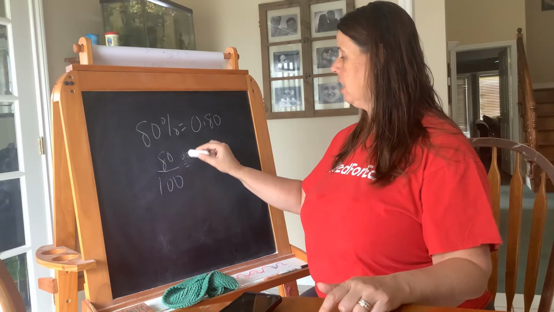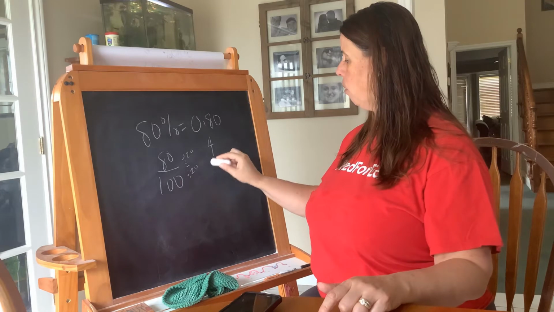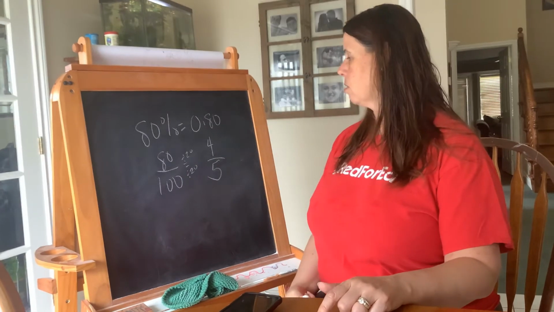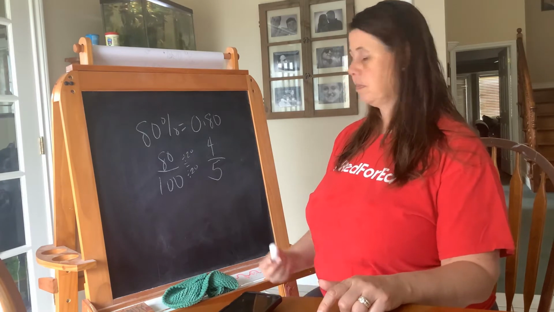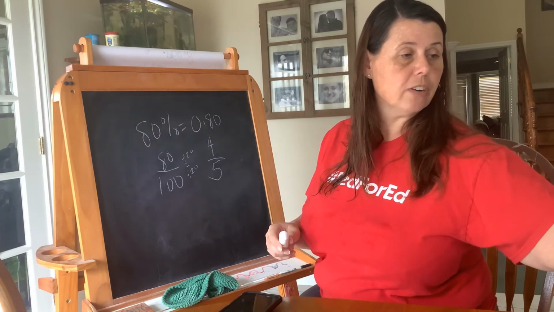Divide by 20, divide by 20. How many 20s make 80? 4. How many 20s make 100? 5. And that is lowest terms. Okay? Pause the video. Go finish number 5.